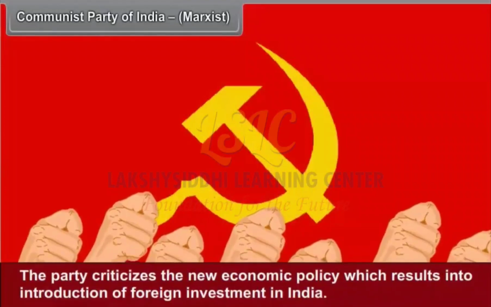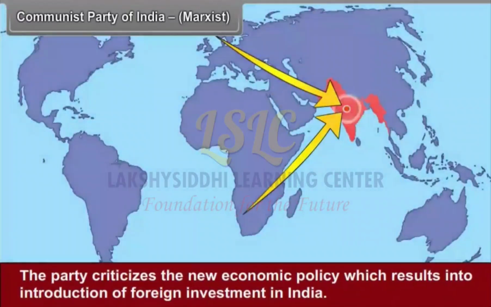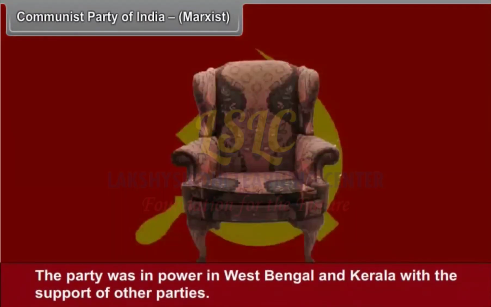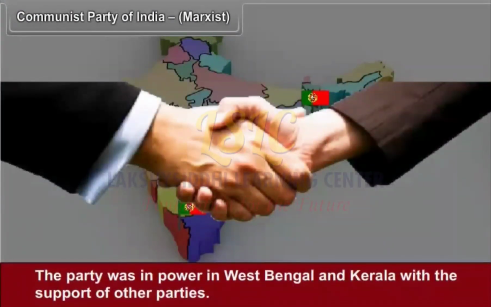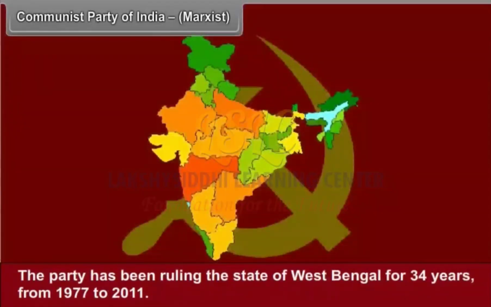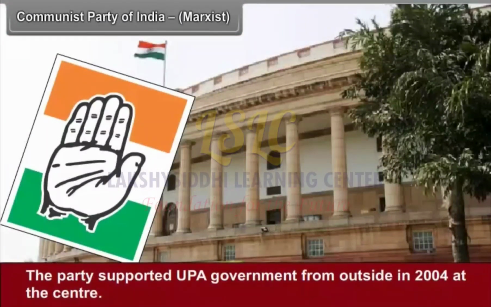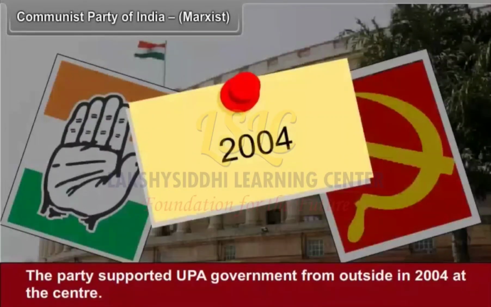The party criticizes the new economic policy which results in the introduction of foreign investment in India. The party was in power in West Bengal and Kerala with the support of other parties. The party ruled the state of West Bengal for 34 years, from 1977 to 2011. The party supported the UPA government from outside in 2004 at the centre.